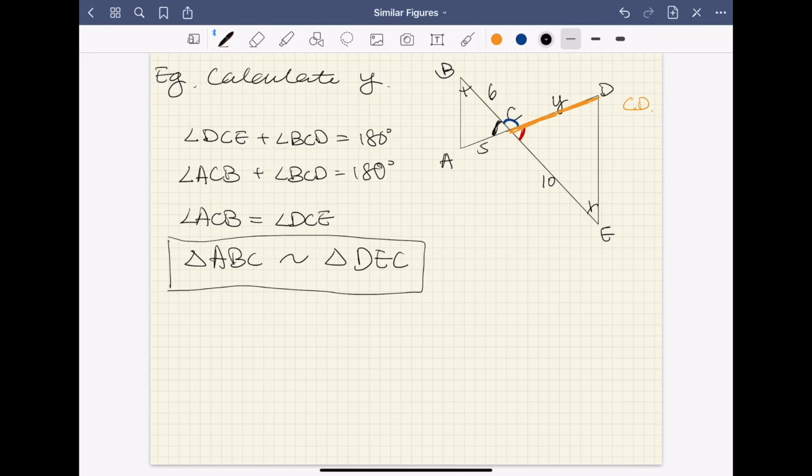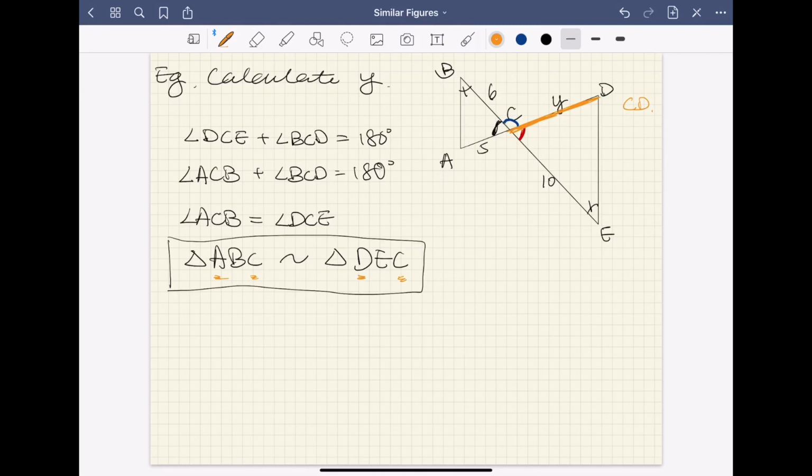We know y is the side between C and D, so CD, and so its corresponding side must be between the two corresponding angles as well. And we know the corresponding angles are A and C. So then the corresponding side must be AC. So you see that CD is the side between C and D, so the corresponding side must be between A and C.